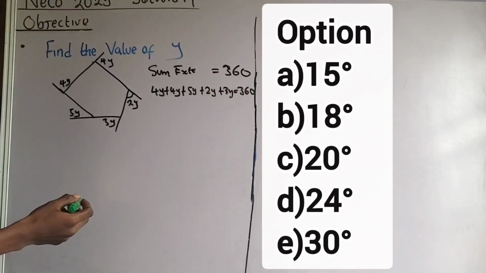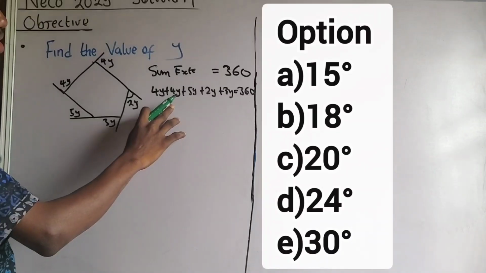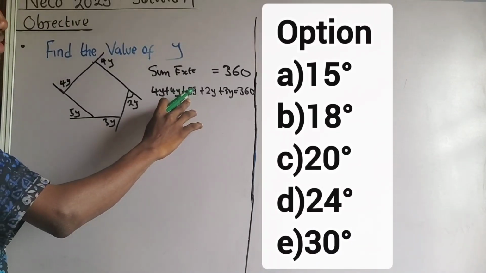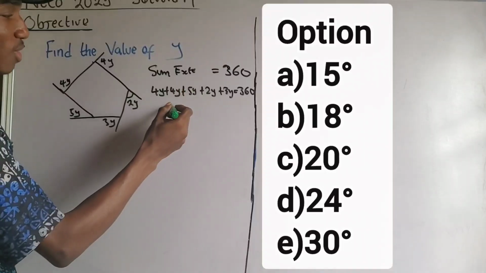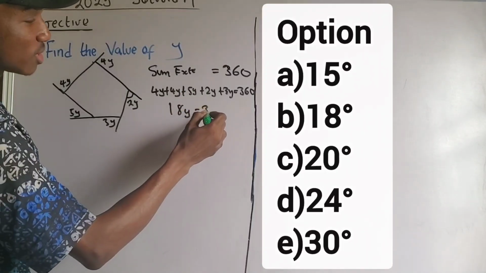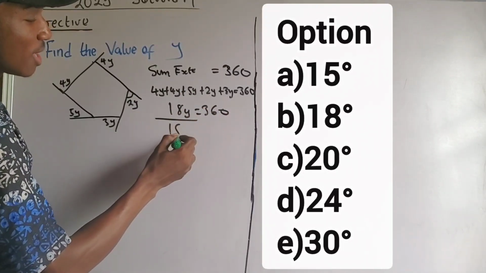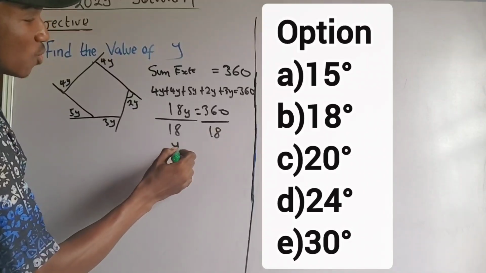Do you understand? 4y plus 4y is 8y. 8y plus 5y is 13y. 13y plus 2y is 15y. 15y plus 3y is 18y. So I'm going to have 18y equals 360. To get the value of y, divide both sides by 18. So y equals 20.